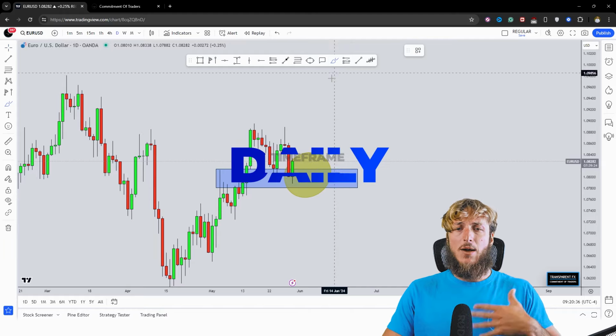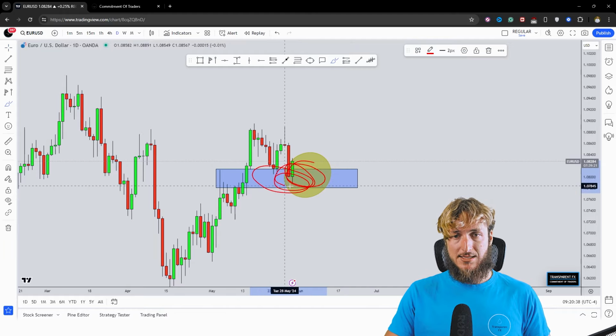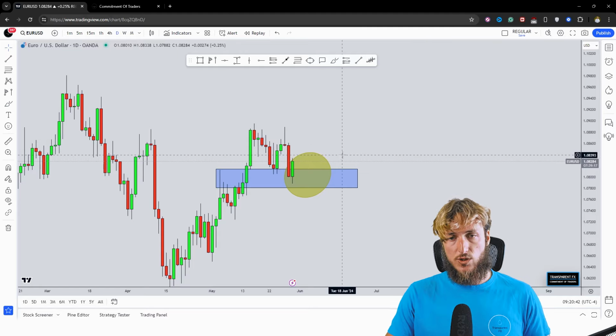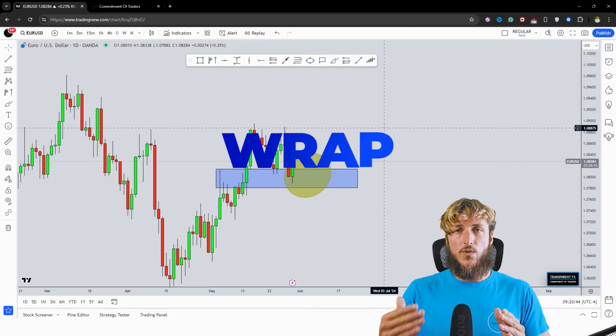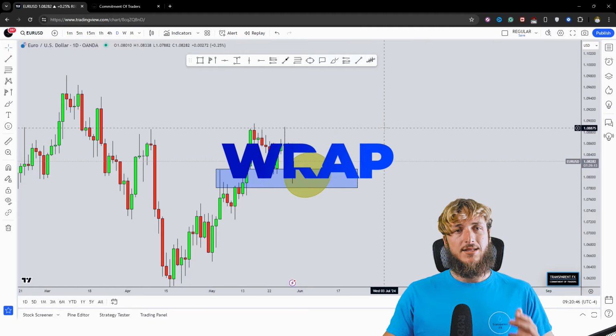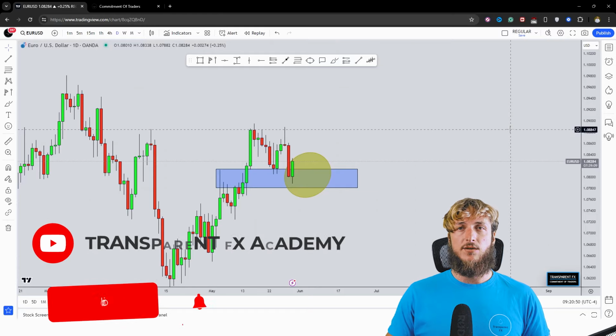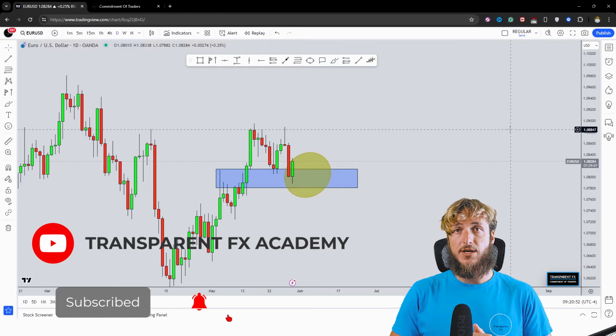As I was saying, with institutions adding longs inside of this area and the market testing support, what would I expect in a situation like this? Well, as usual, trading is reactive and not predictive. The monthly, weekly, and daily timeframes combined with the COT data, those are the best timeframes when it comes to the directional aspect of the market.